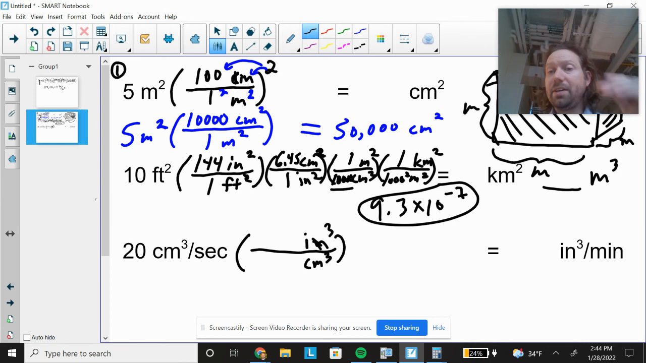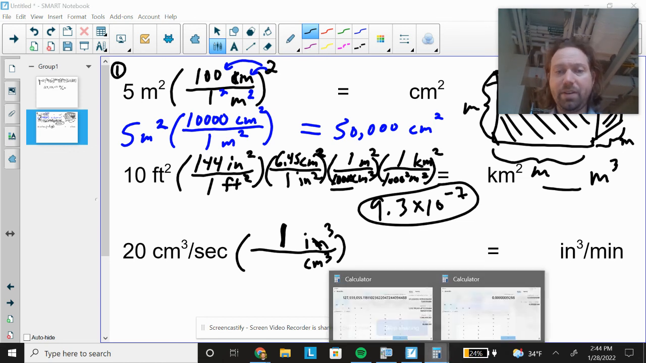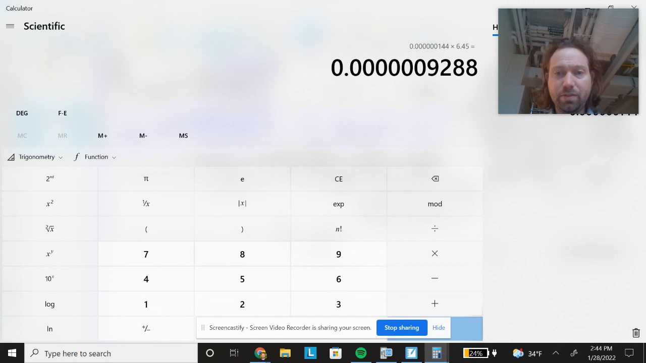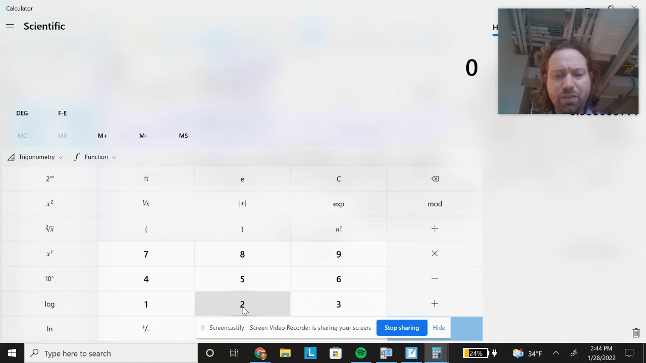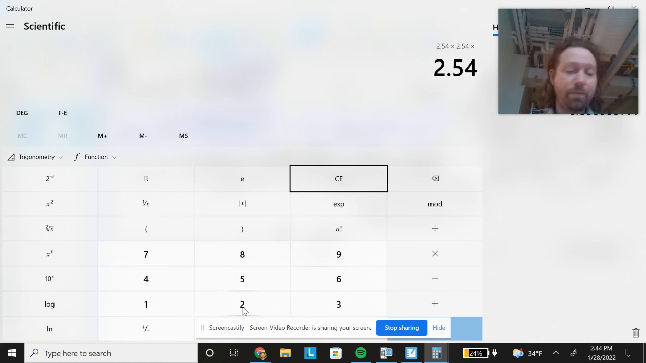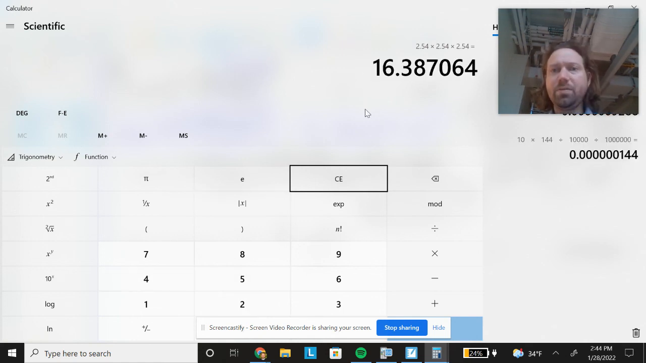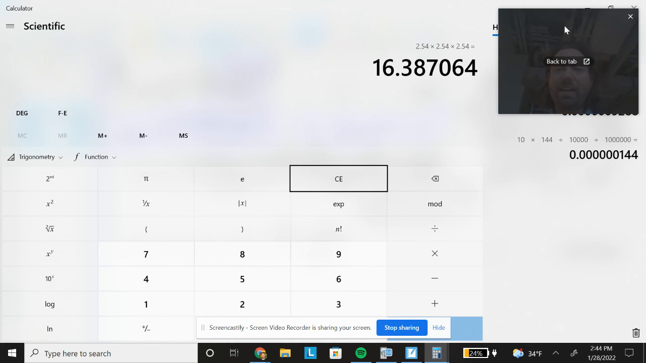The direct connection is that for every 1 inch we have 2.54 centimeters. But again, this is cubed. So if I have 1 cubic inch, how many cubic centimeters do I have? I have not just 2.54, but 2.54 times 2.54 times 2.54, right? 16.39.